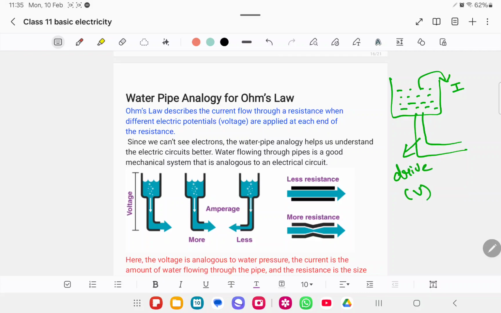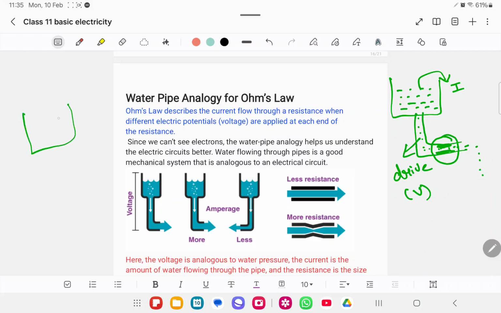Imagine there is some resistance. Imagine some sand has been stuck in this pipe, or imagine it is a metal pipe that, due to water flowing, has rusted and become weak. Or else imagine a pit of sand is attached to this pipe. Can you see this? Here the water flow will be very less due to the dust.